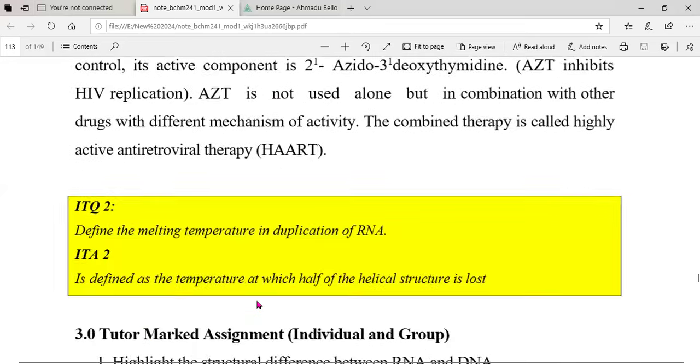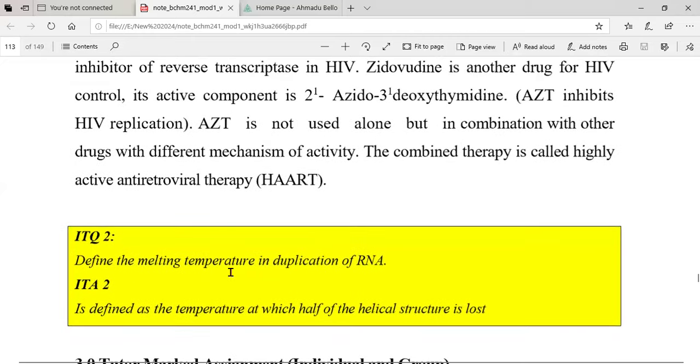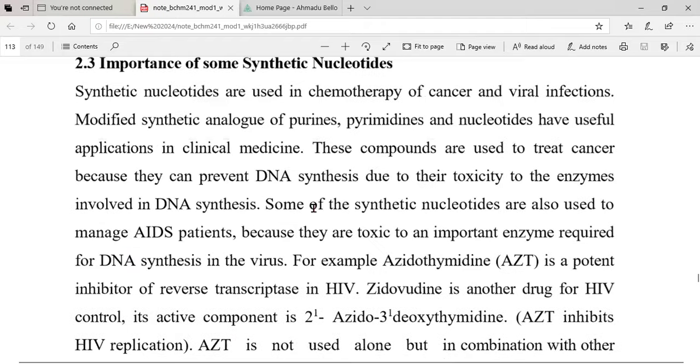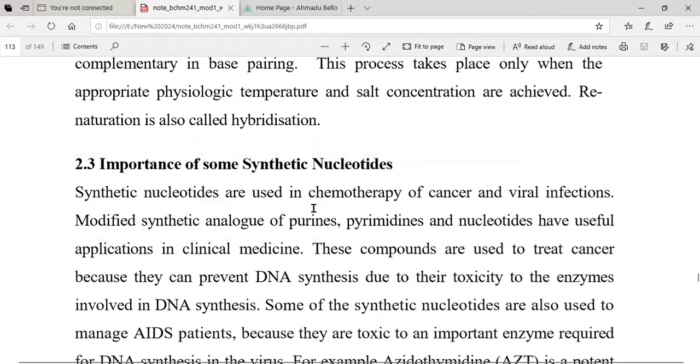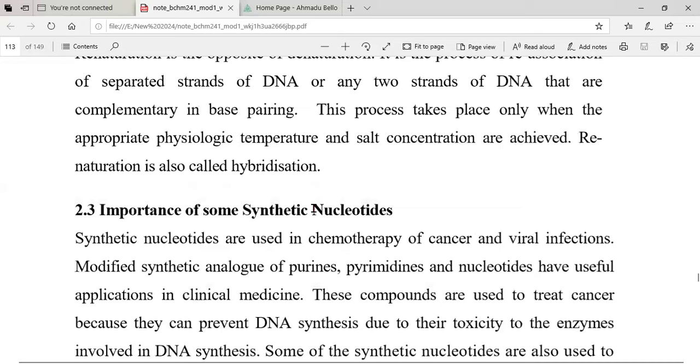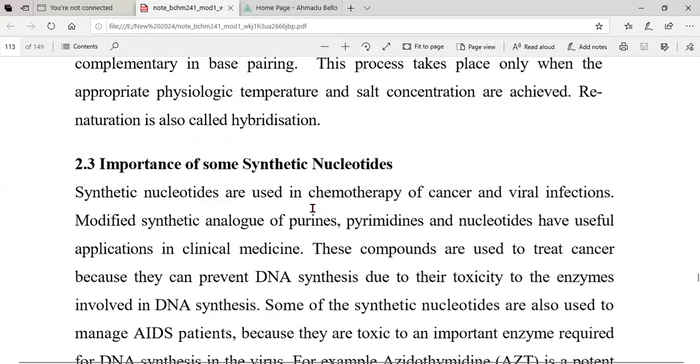HAART. And these are some simple questions that you can easily attempt, and this also brings us to the end of these lectures on structure of DNA and RNA. Feel free to refer back to the course material, watch the video, and ask questions in the forum, and we shall be able to discuss.